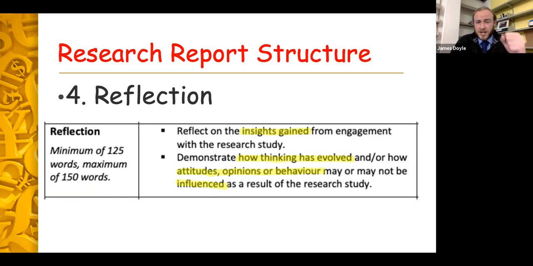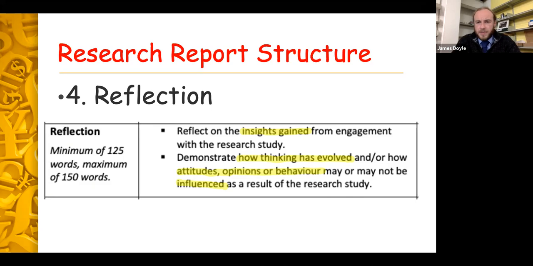They're looking for us to reflect on the insights gained from the engagement with the research study. So what have the students learned from doing this? They need to demonstrate how their thinking has evolved. At the start of the process, they may have expected to get answers A, B, and C. But as they were doing this, what surprise did they come across? Did they have any difficulty with any part of it? Did they have difficulty getting the data? Did the data present surprising results? Did it not line up with the assumptions with the economic theory that they were expecting originally?